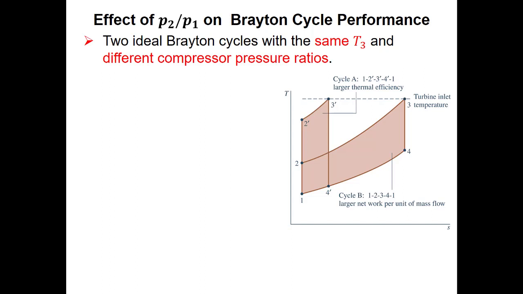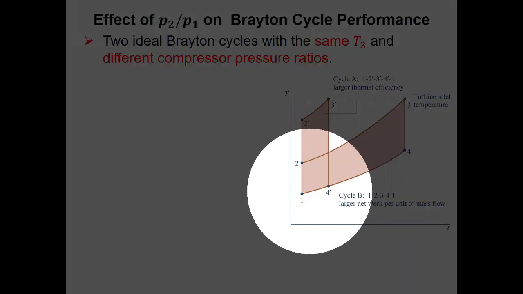So here we can see, just like we saw with the internal combustion engine, we can change different parameters and get different results. Remember when we talked about internal combustion engines, we could change the compression ratio. With the Brayton cycles, we can also change the compressor pressure ratio, right? The compressor pressure ratio is the pressure at the exit of our compressor divided by the pressure at the inlet of our compressor, right?